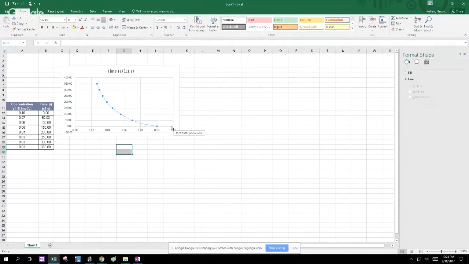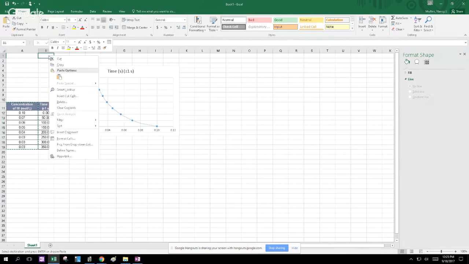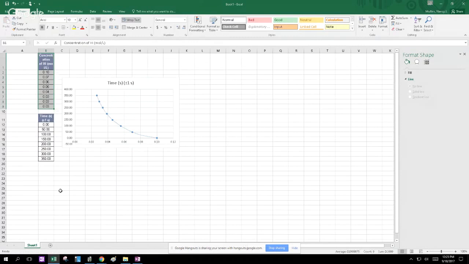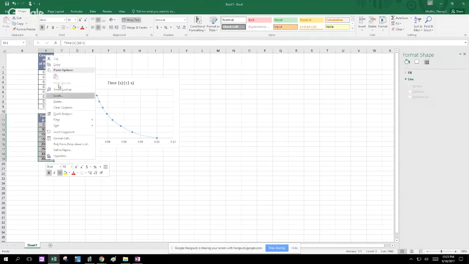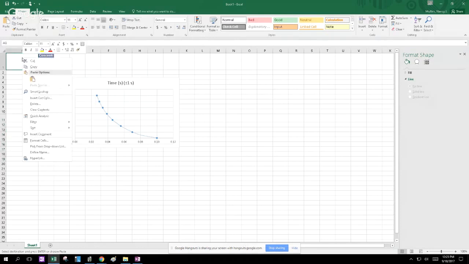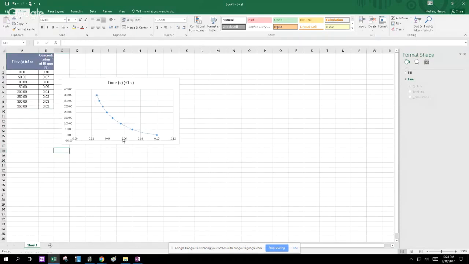Yes? Does it matter if time is on the X or the Y axis? It absolutely matters. And I've got them reversed, haven't I? Because I have concentration on the Y and I have time. Absolutely, I have it reversed. And I should have been paying attention to that. I was just so delighted that it was actually reading my data. No, you're totally right.